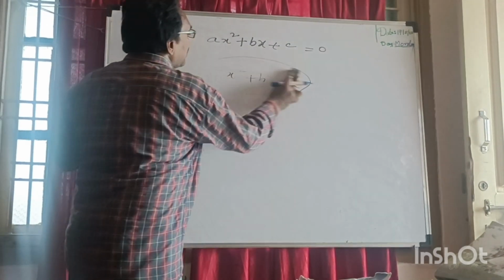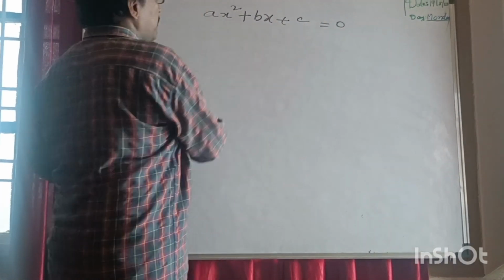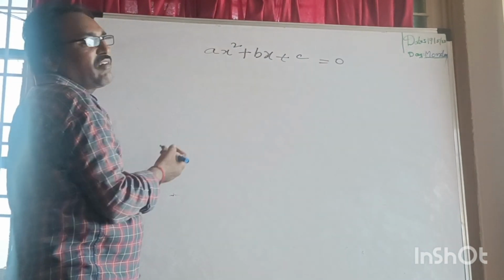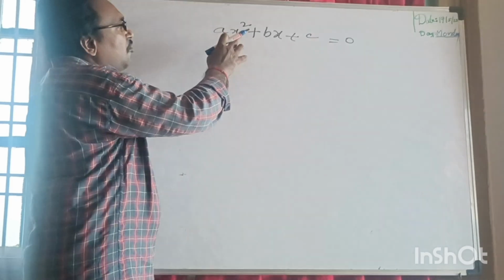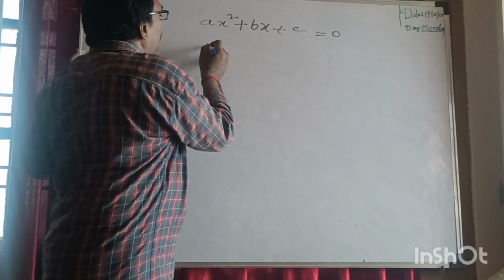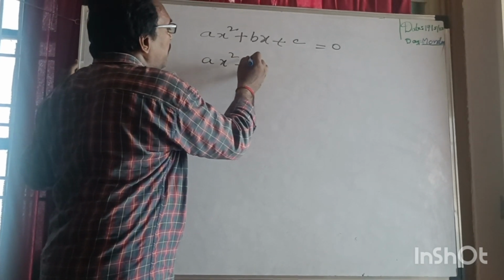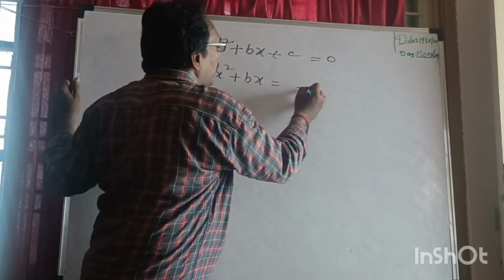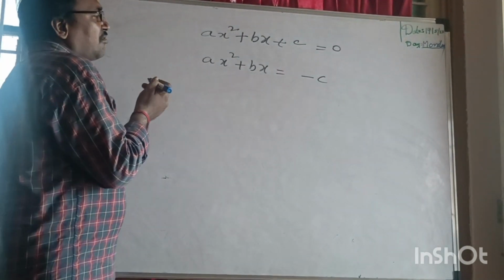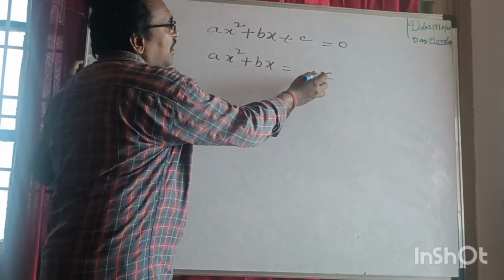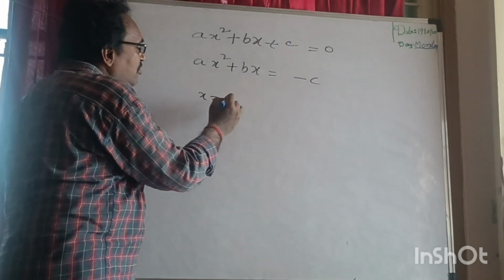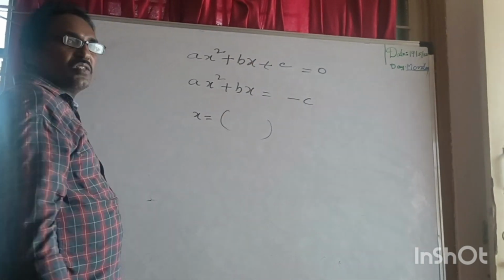First we will see how this equation is satisfied by the x value. Now ax square plus bx plus c equal to 0, suppose. How to find out the x value from here? Suppose ax square plus bx is equal to minus c. Right? Now how to find the x value? So ax square plus bx is equal to minus c, we got it. Now the x value that satisfies this equation, the general form, we have to find out.